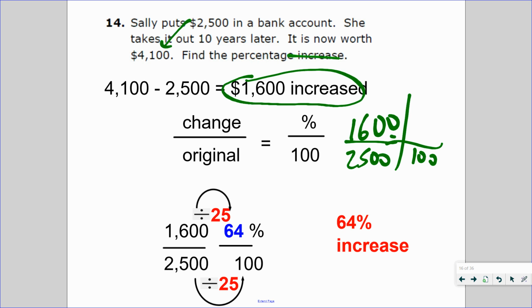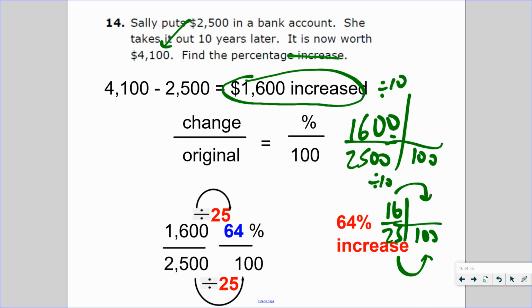So we could simplify this. We can simplify this. Divide by 100. 1,600 divided by 100 is 16, and 2,500 divided by 100 is 25, so 16/25. And then how do you build this back to 100%? Times 4, times 4, and that's where you get 64%.